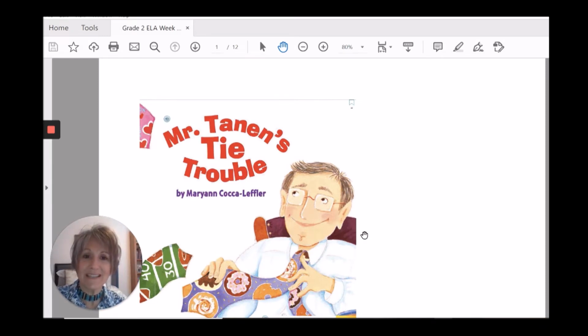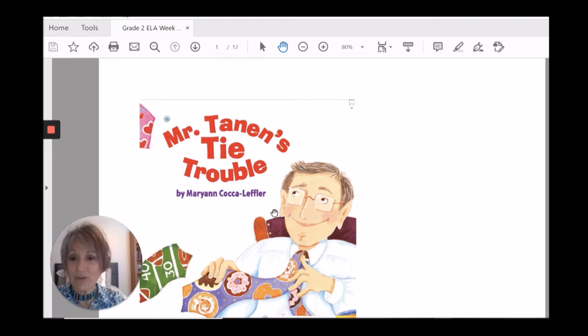Today, our focus for listening is to discover what Mr. Tanen does to help raise money for the playground. What do his actions tell us about him? As I read this story today, we will pause in several places so that we can create a graphic organizer together to help hold our awesome thinking. Let's read the story now.